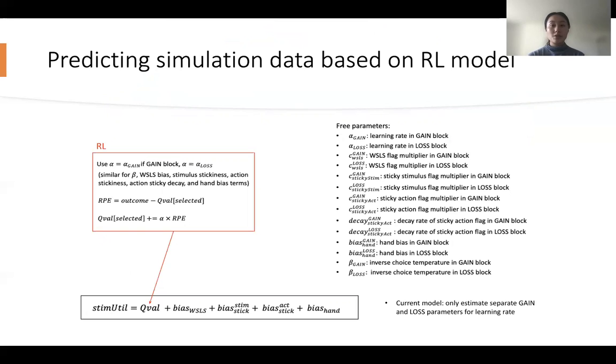To simulate data, we used a reinforcement learning model that's specified here. In this model, stimulus utility is calculated by the Q value from the last trial, plus a win-stay-lose-shift bias, plus a bias for stimulus stickiness, plus a bias for action stickiness, and a hand bias. And here are the free parameters that we got to play with. Essentially, at this stage, what we did was manipulate these free parameters and look at how well the RNN modeled different kinds of reinforcement learning agents.